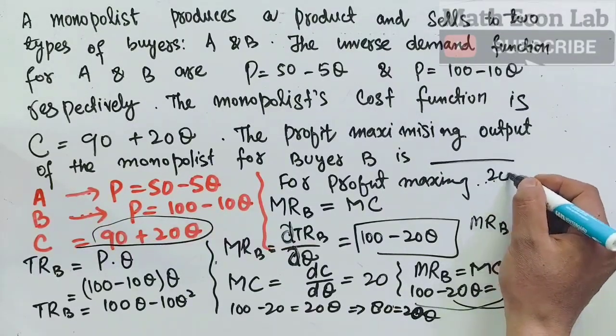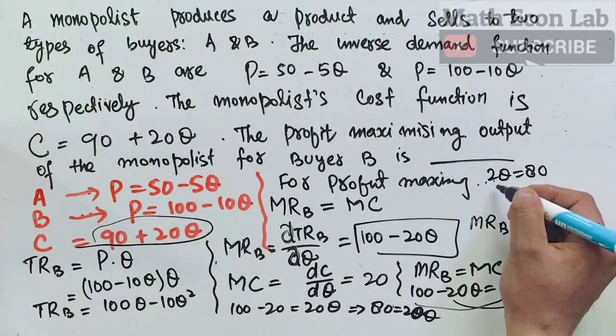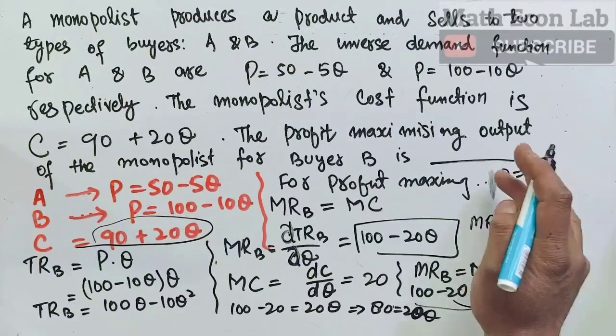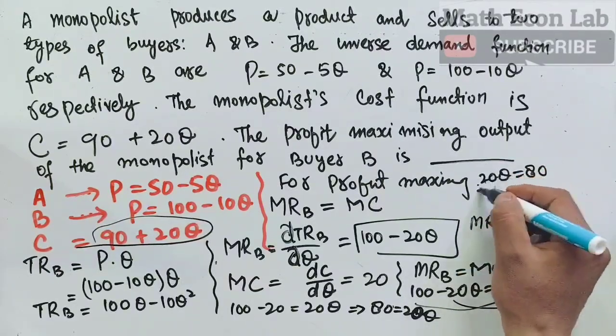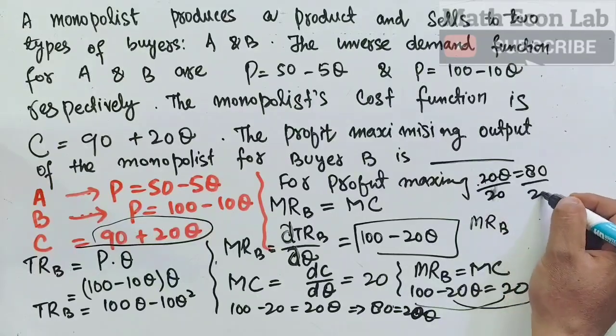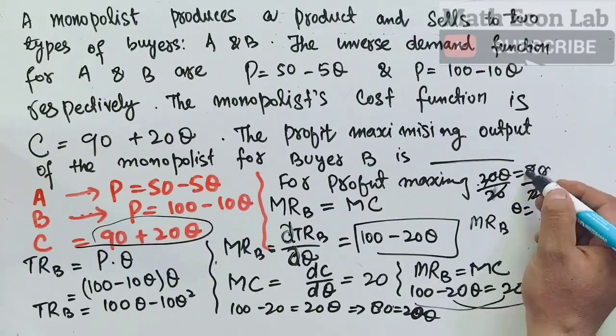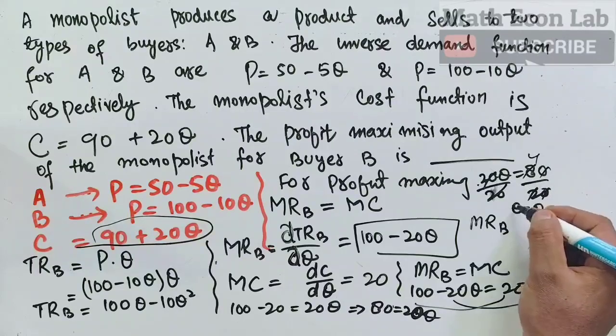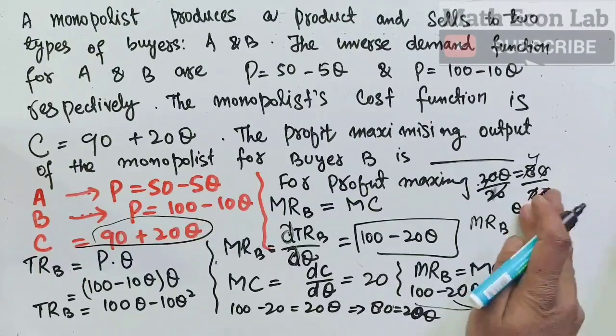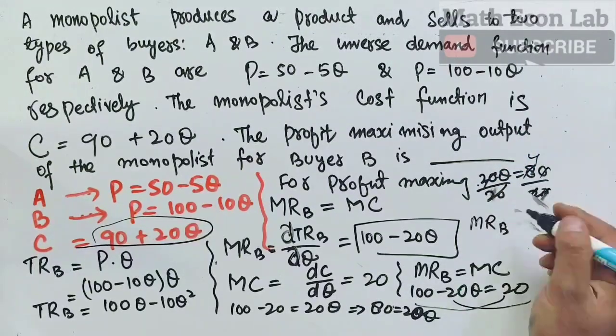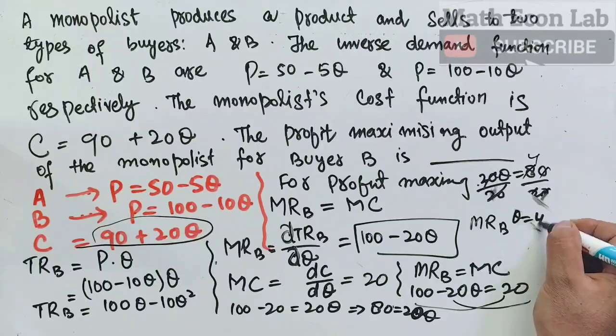So we got 20Q is equal to 80. Dividing both sides by 20, Q will be equal to 4.